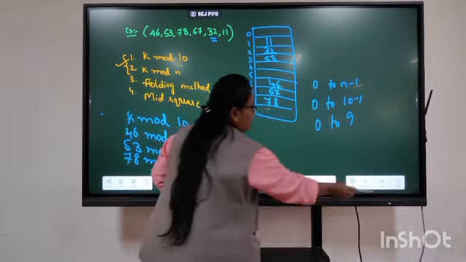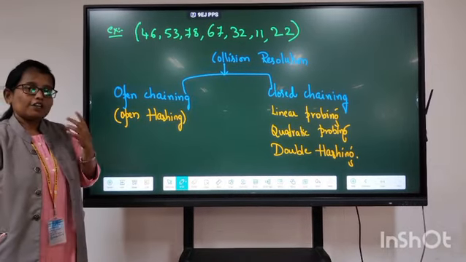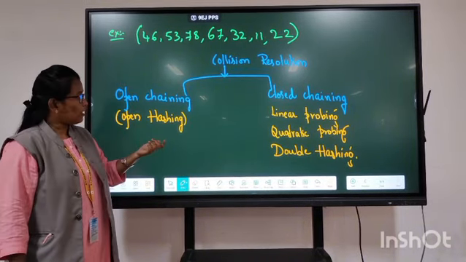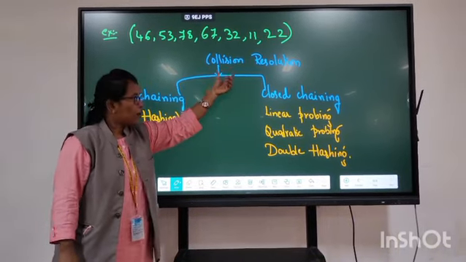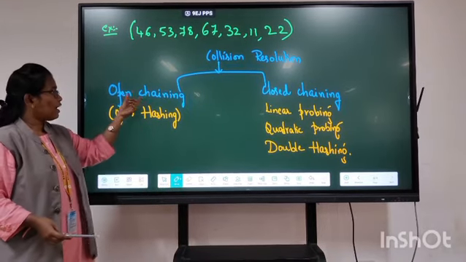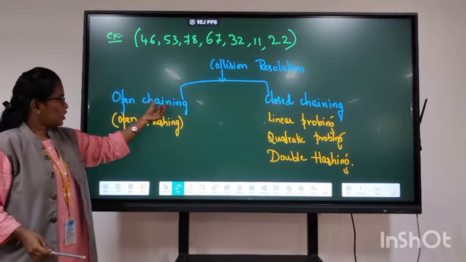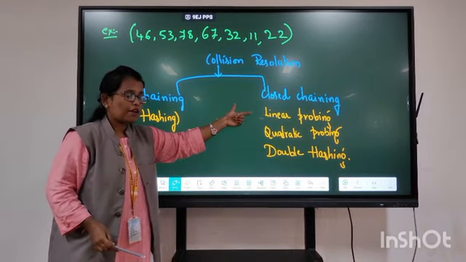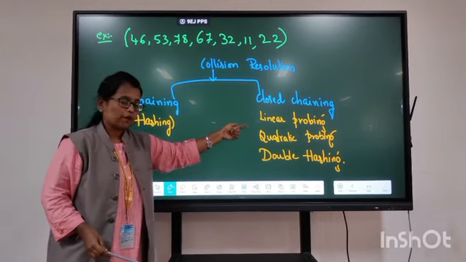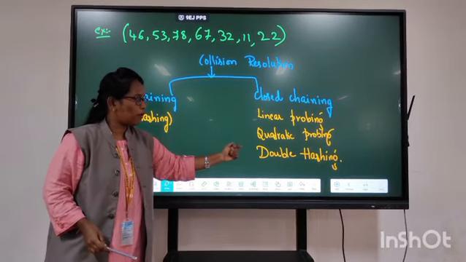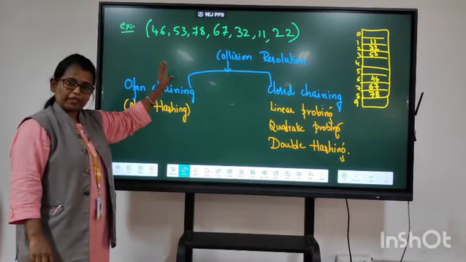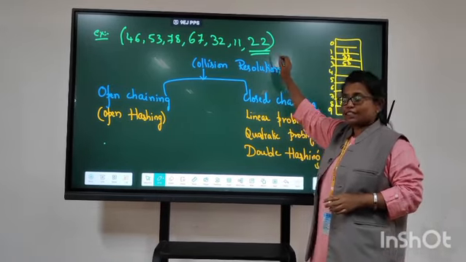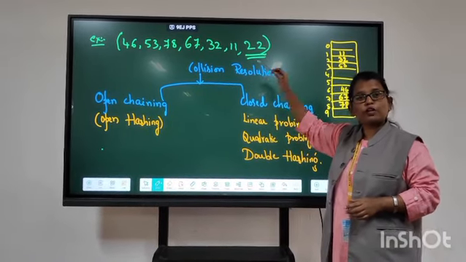Next we will see the situation where two numbers have the same remainder, and then a collision will occur. How to resolve this? Collision can be resolved by using certain techniques. The first one is open chaining, which we can also call open hashing. The second one is called closed chaining, which has sub-techniques called linear probing, quadratic probing and double hashing. I am retaining the same example with one extra element added, that is 22.